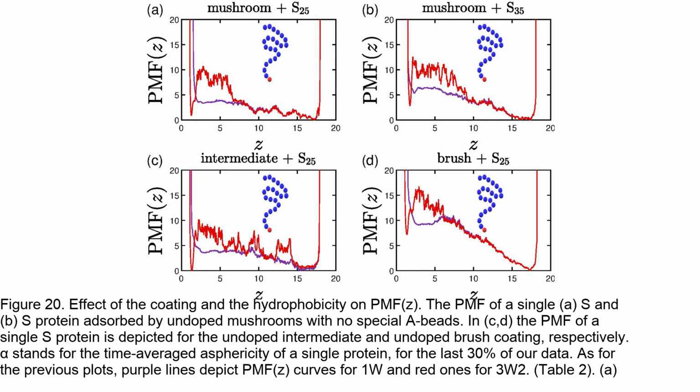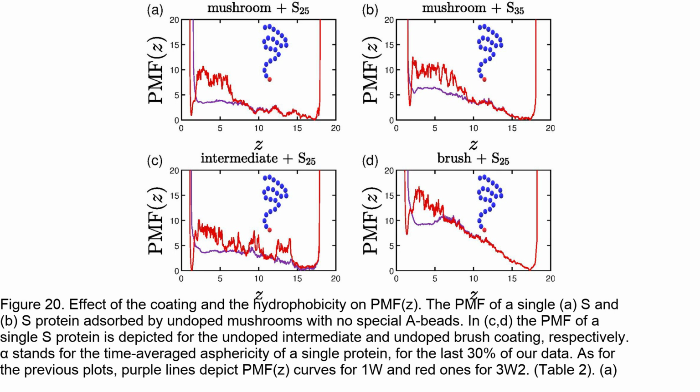Figure 20 shows the potential of mean force, PMF, for protein adsorption on different types of coatings: mushroom, intermediate, and brush. The PMF is plotted as a function of the z-coordinate, which represents the distance from the coating surface. The different curves in the graph represent different attractive wall strengths. The significance of Figure 20 is that it provides insights into the energetics of protein adsorption on the different coating types. The PMF represents the free energy landscape that the protein experiences as it approaches the coating surface. A lower PMF value indicates a more favorable adsorption, while a higher PMF value indicates a less favorable adsorption.